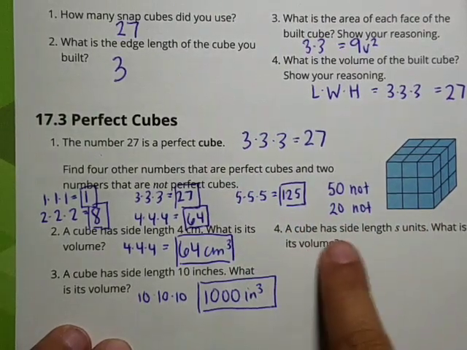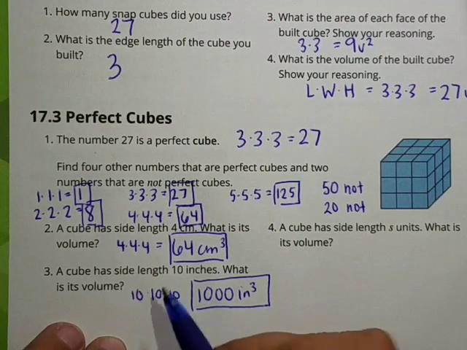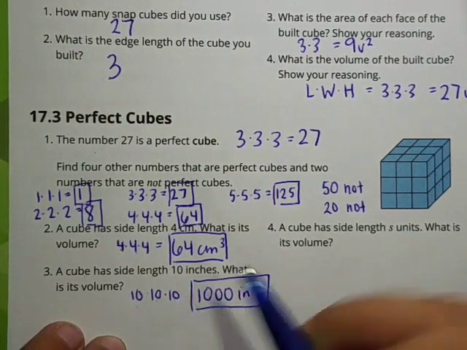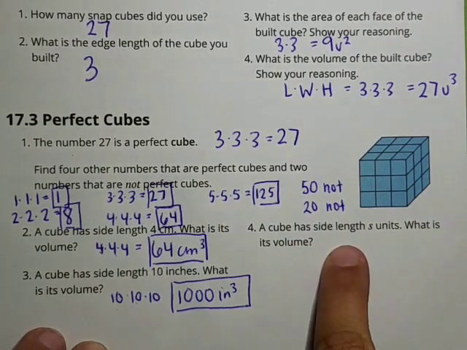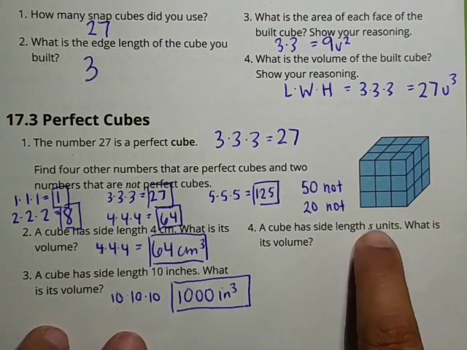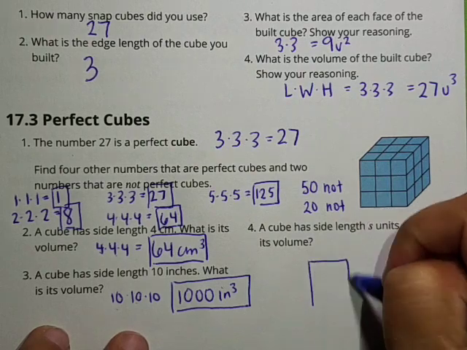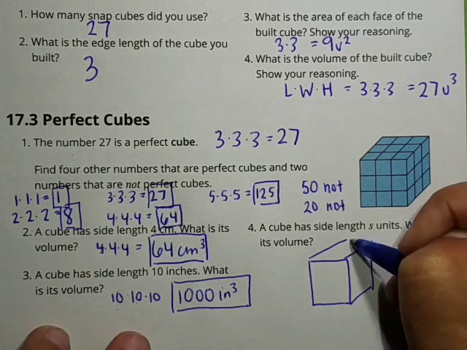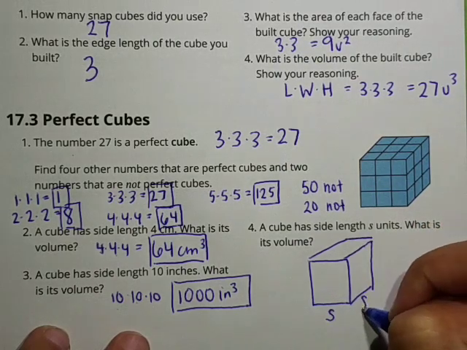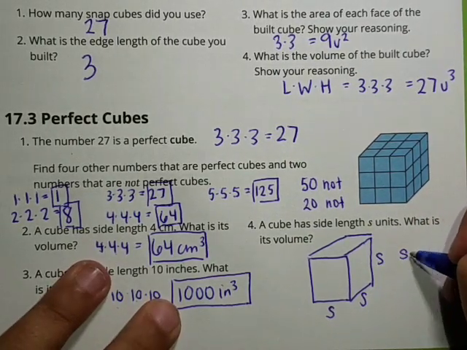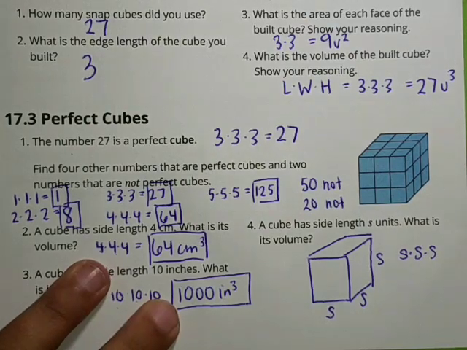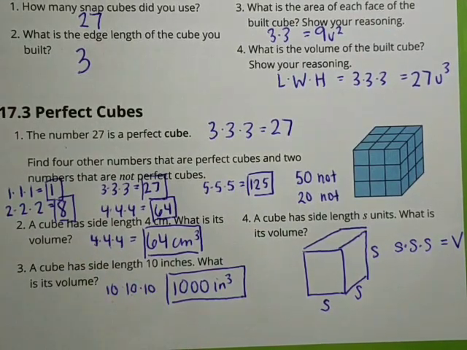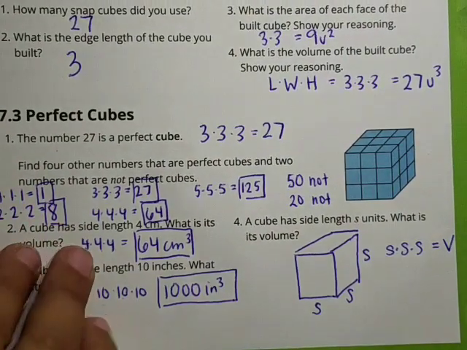And then number 4, a cube has a side length of S. So if we keep doing the side times the side times the side, we can actually come up with a quick formula that includes any side length. So if I didn't know what this length was, I could call this S, S, and S. So S times S times S gives me the volume. And that's how you would write that with variables. All right, moving on.